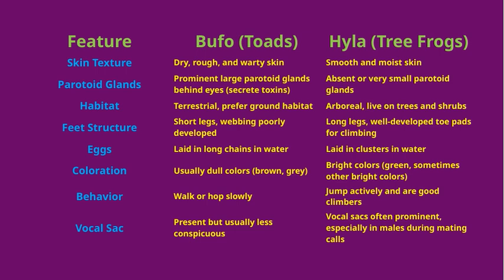Behaviorally, toads tend to walk or hop slowly, reflecting their more terrestrial nature. Conversely, tree frogs are active jumpers and are excellent climbers, which ties back to their arboreal habits. Lastly, let's touch on vocal sacs. These are present in both, but in tree frogs, especially males, they are often more prominent during mating calls. In toads, vocal sacs are usually less conspicuous. By understanding these differences, we get a clearer picture of how each group has adapted to its specific environment, which is a central theme in our exploration of amphibian diversity.